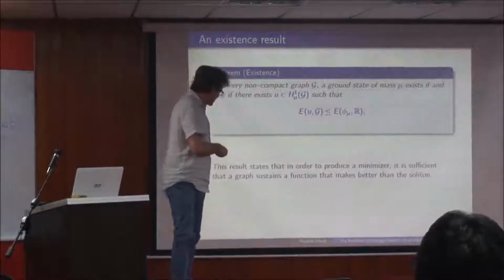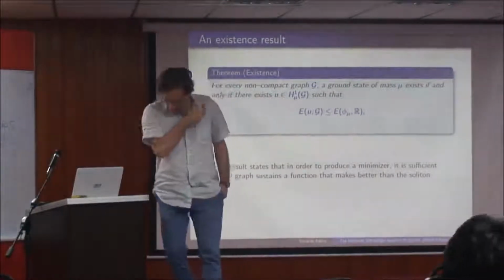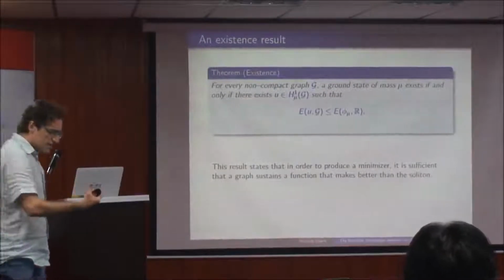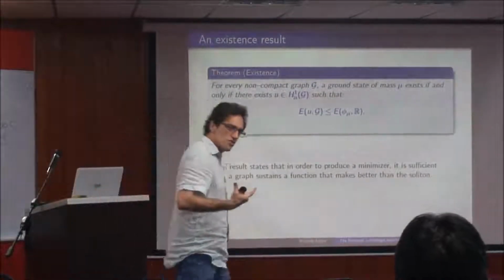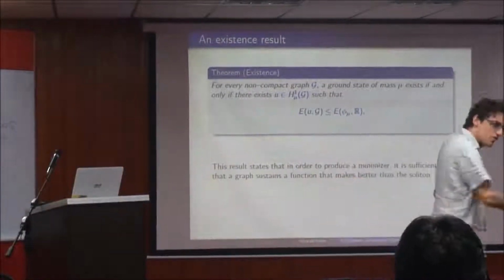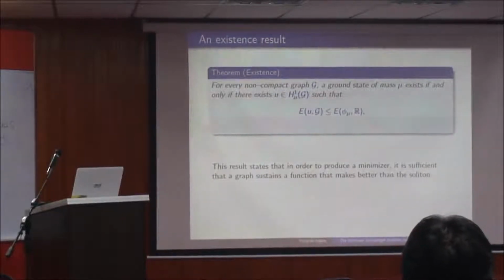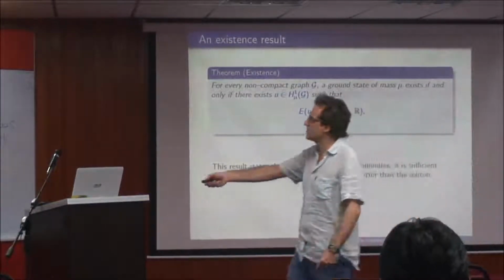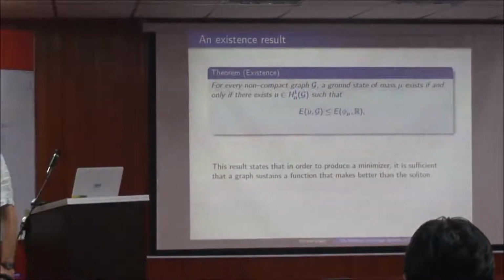Okay, let me comment on this again. Remember, I'm saying that for a non-compact graph, there is always this sequence of solitons, of almost solitons, going towards infinity. The sequence is a good competitor in some sense. It gives this value, minus a near cube over 96 in the cubic case.